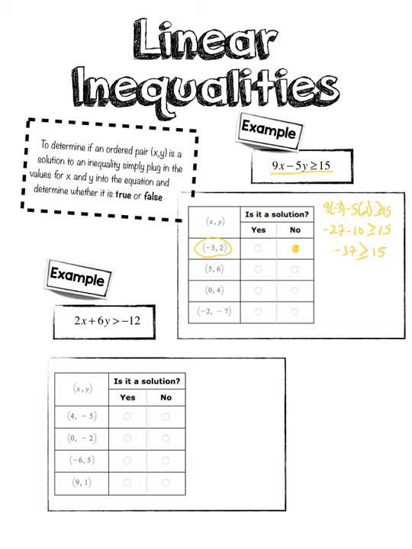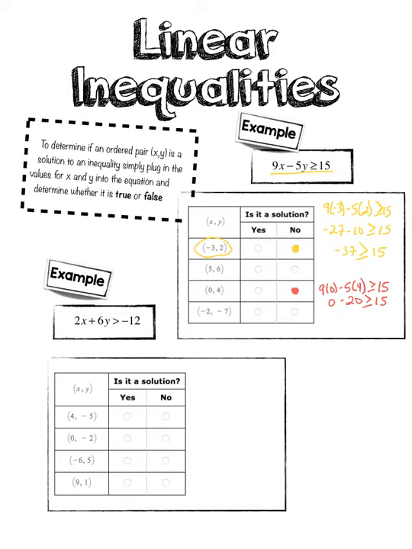Let's do 0, 4. 9 times 0 minus 5 times 4 is greater than or equal to 15. 0 minus 20 is greater than or equal to 15. Is that a true statement? No, it is not. Okay, let me do one more because I've got the room.